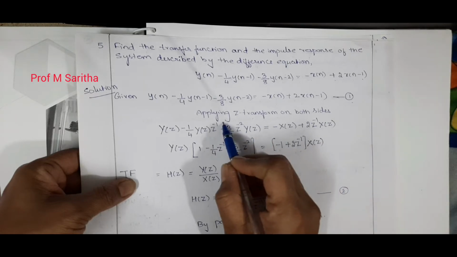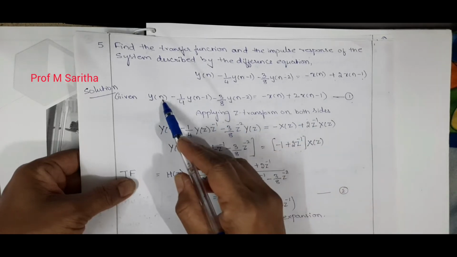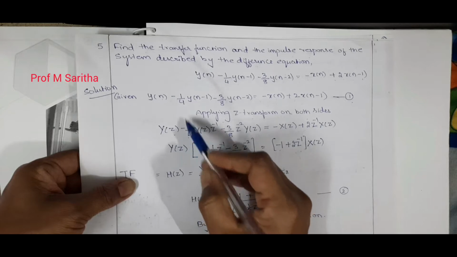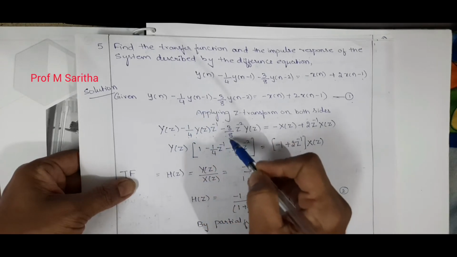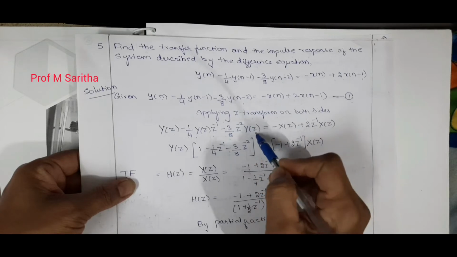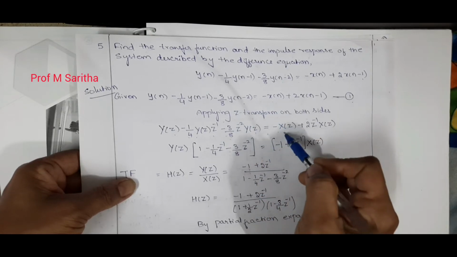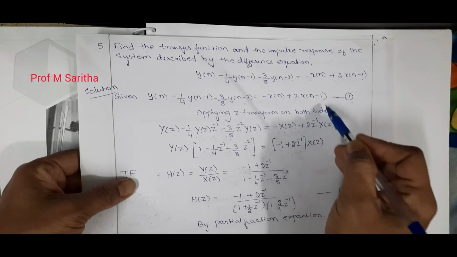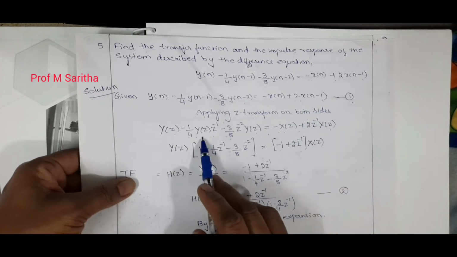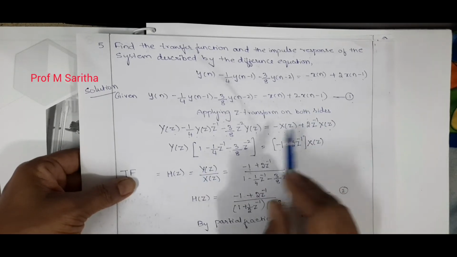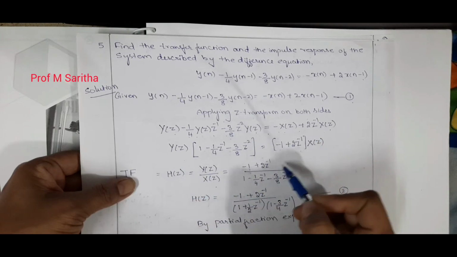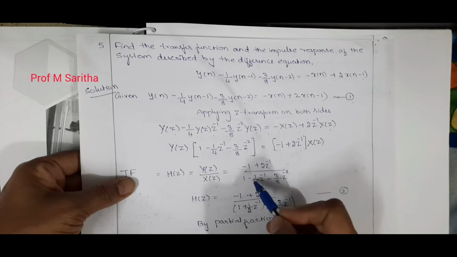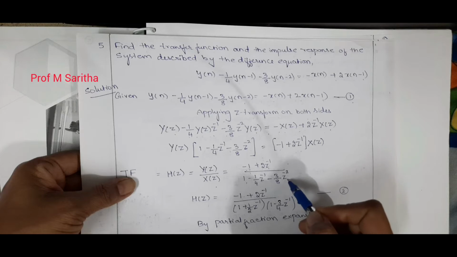Applying z transform on both sides, we get y of z minus 1 by 4 z inverse into y of z minus 3 by 8 z raised to minus 2 into y of z is equal to minus x of z plus 2 times z inverse x of z. Now taking y of z and x of z common on LHS and RHS, we get y of z by x of z as minus 1 plus 2 z inverse by 1 minus 1 by 4 z inverse minus 3 by 8 z inverse.